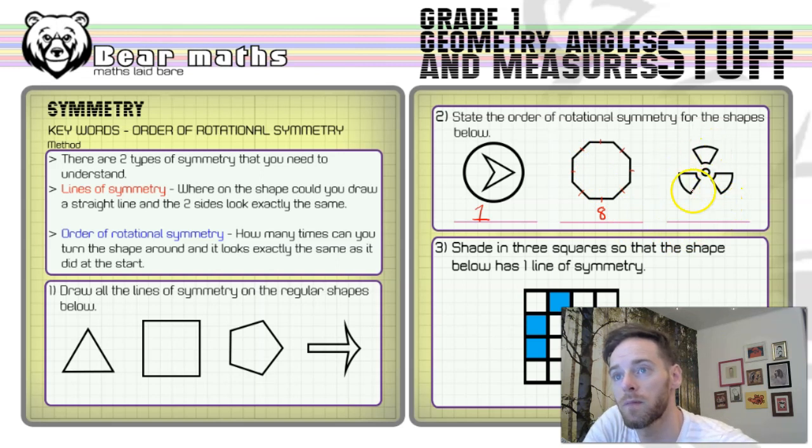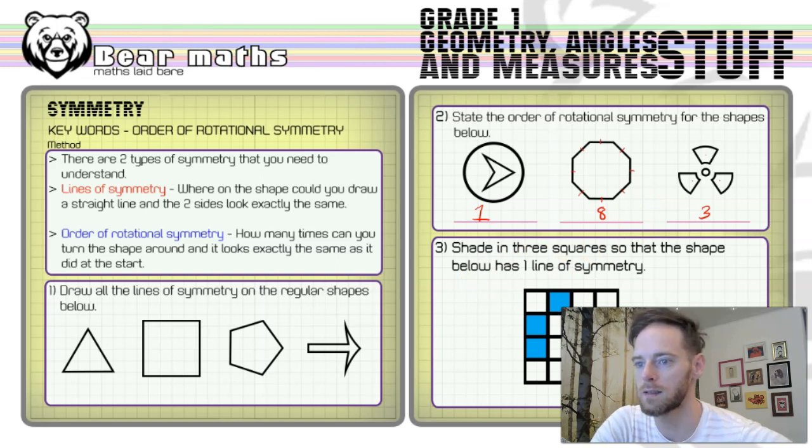And now the last one, this sort of radiation symbol, I think it is. We've got 1, 2, 3 parts to it, around a circle. And basically it's a case of, well, that and that look exactly the same. So it's got an order of rotational symmetry of 3. Relatively simple once you understand that key phrase.